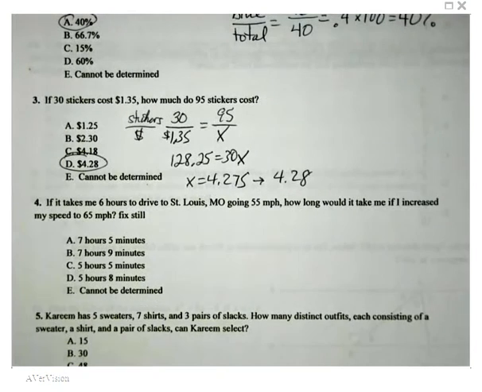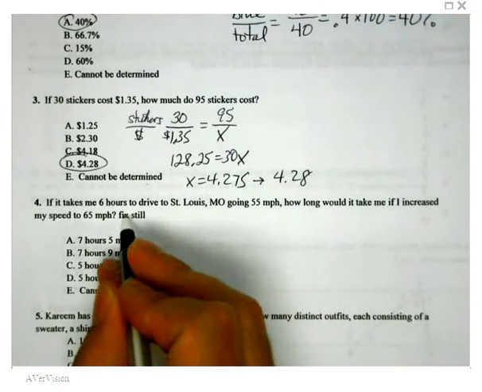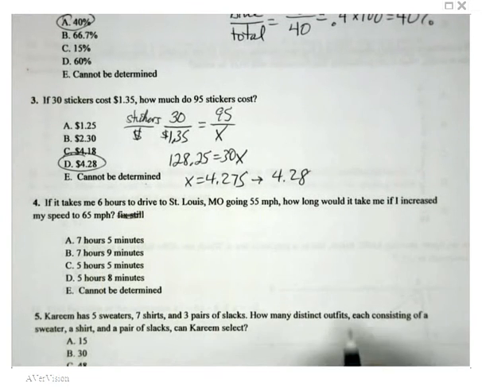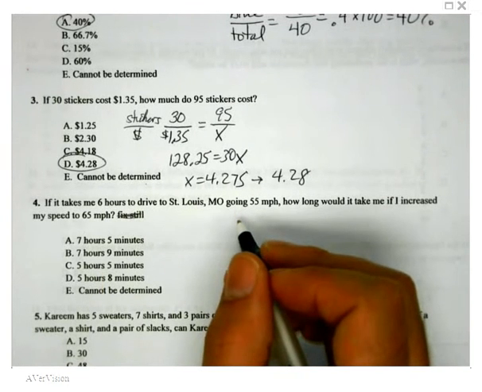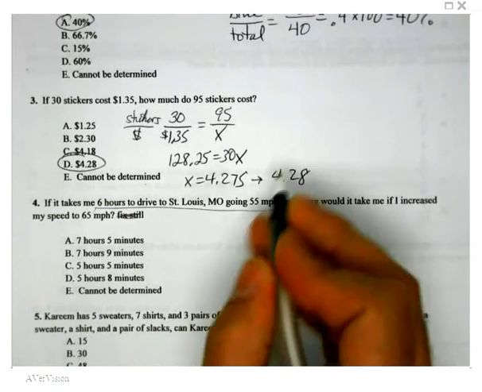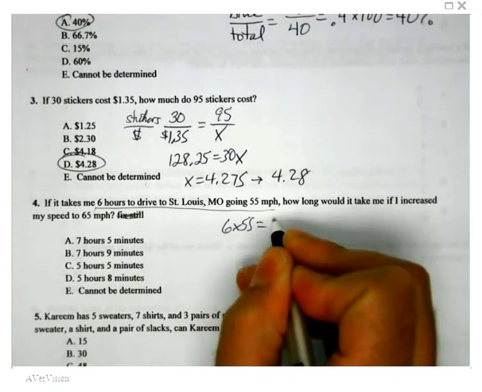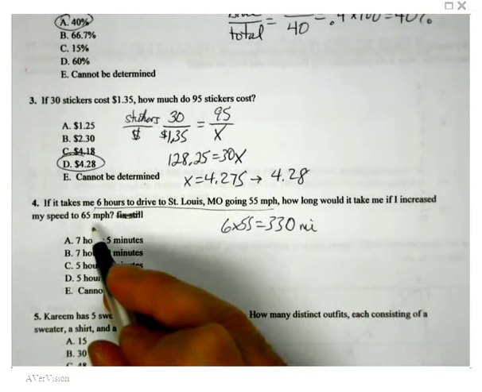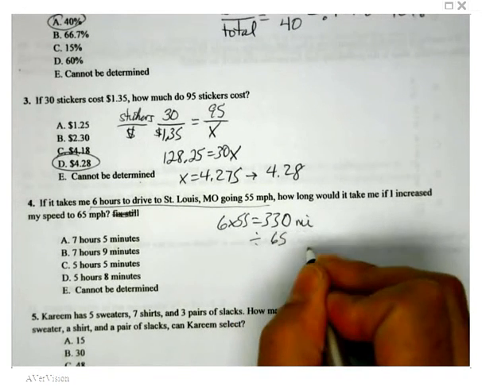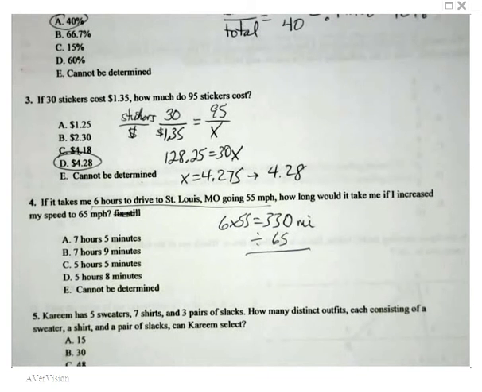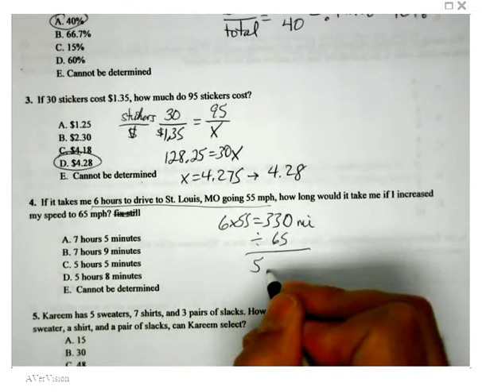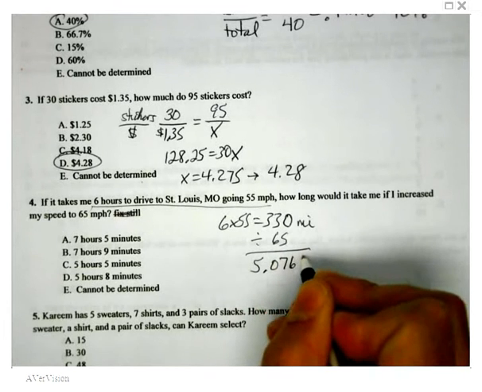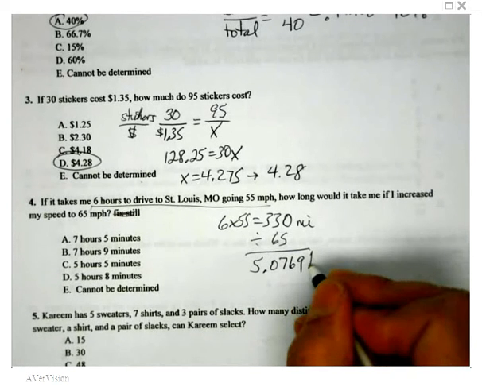Next one, if it takes me 6 hours to drive to St. Louis going 55 miles per hour, how long would it take me if I increased my speed to 65? So we made this really simple before, instead of playing with the proportion game. 6 hours going 55. 6 times 55 is 330. Okay, that's how long my trip is. If I increase my speed, I divide that by 65. And I get this real funky answer. You're like, whoa. Now again, that would be in hours.